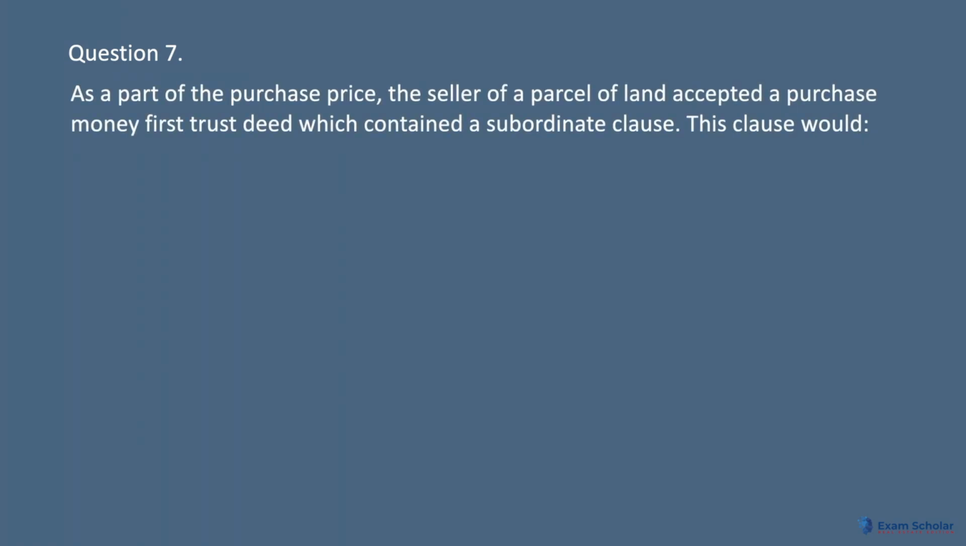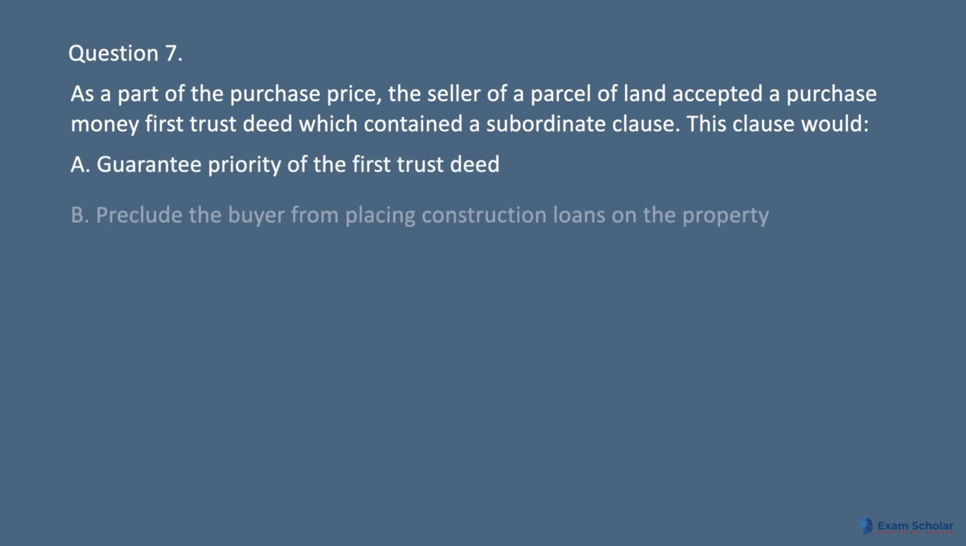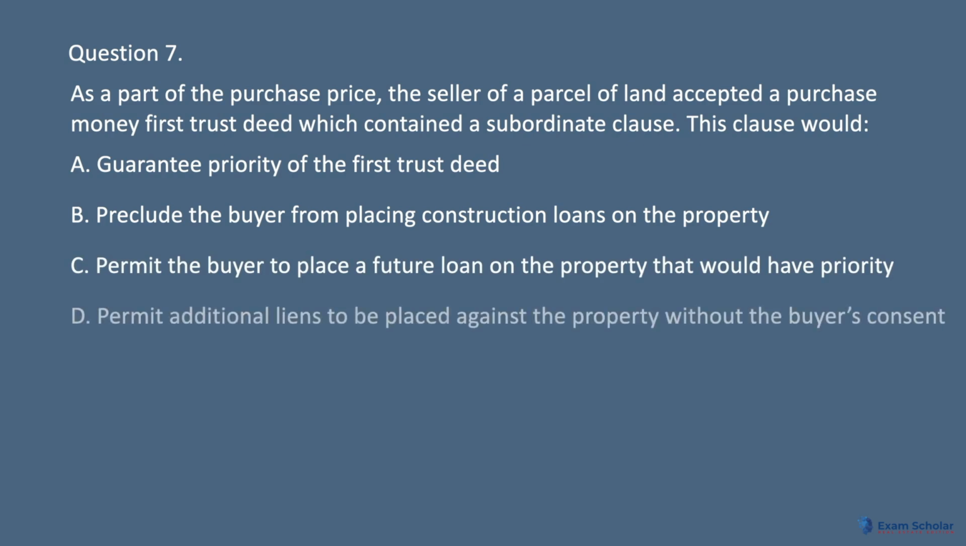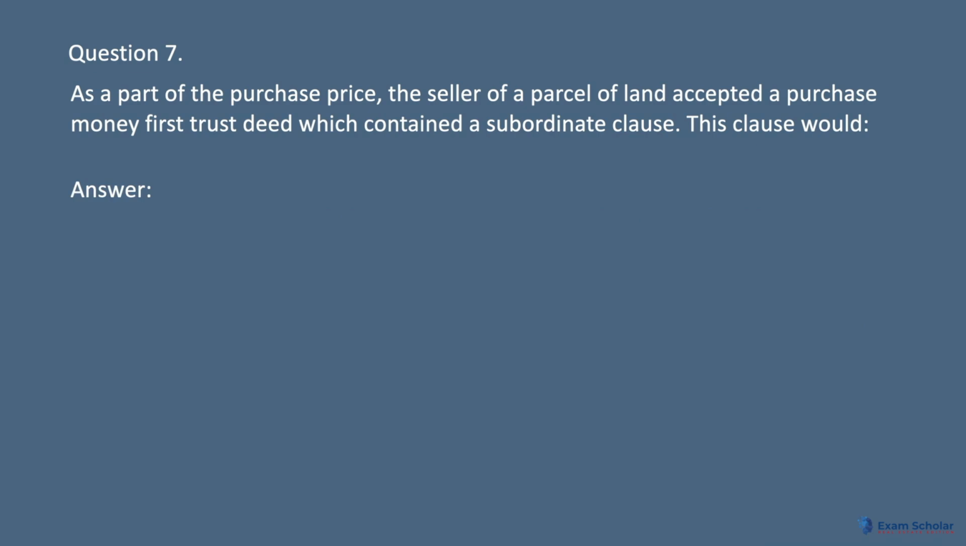Question 7. As a part of the purchase price, the seller of a parcel of land accepted a purchase money first trust deed which contained a subordinate clause. This clause would A. Guarantee priority of the first trust deed. B. Preclude the buyer from placing construction loans on the property. C. Permit the buyer to place a future loan on the property that would have priority. D. Permit additional liens to be placed against the property without the buyer's consent. Answer.